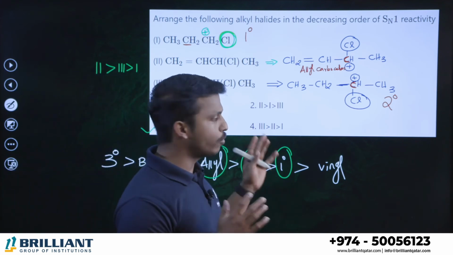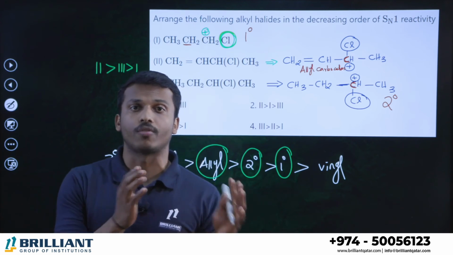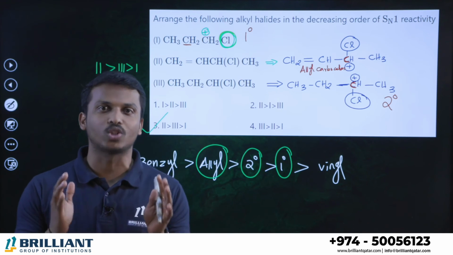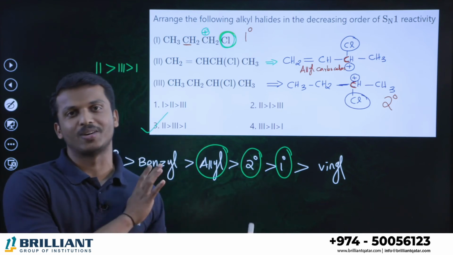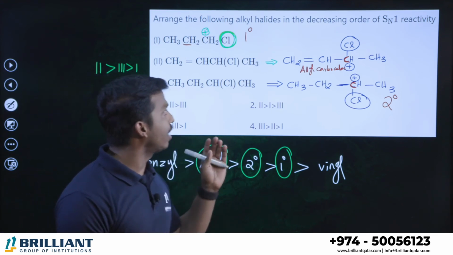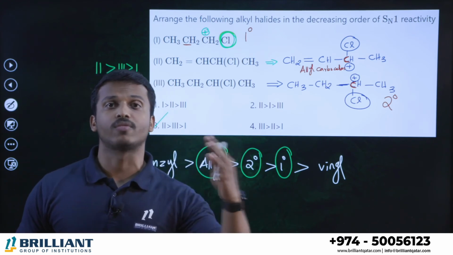The same question I'm asking you: which of the following can give a racemic mixture fast? You know, racemization or a racemic mixture comes through the SN1 mechanism. So they're indirectly asking you which will undergo SN1 reaction faster. Another question: which of the following alkyl halides can react with aqueous KOH faster?